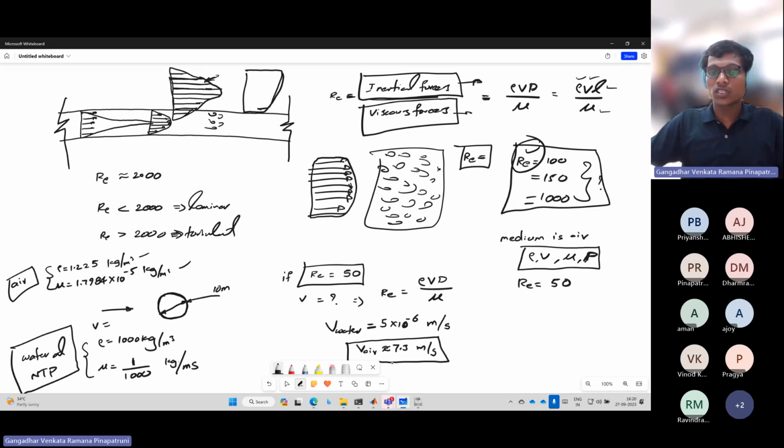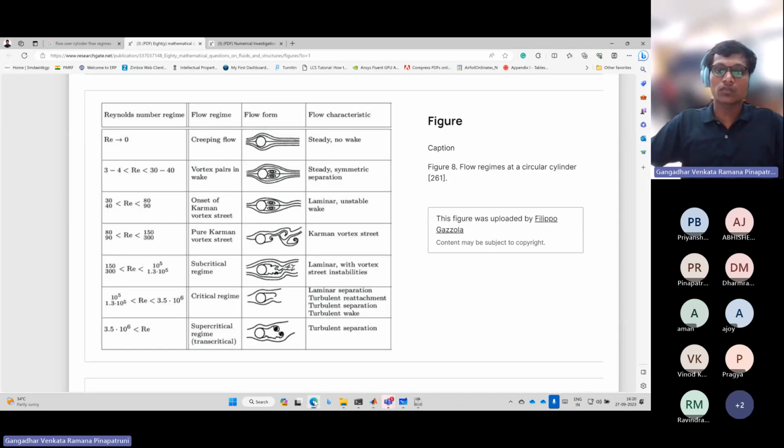We will do simulations soon. If we do our simulations correctly, then we will get a pattern, the third pattern: the onset of Kármán vortex street. We say it is the onset of Kármán vortex street, that is still a laminar, unstable wake.